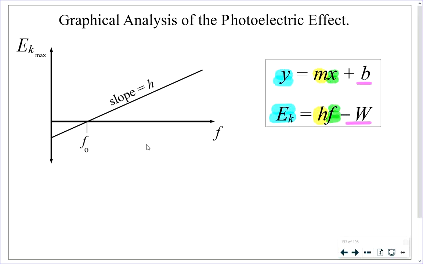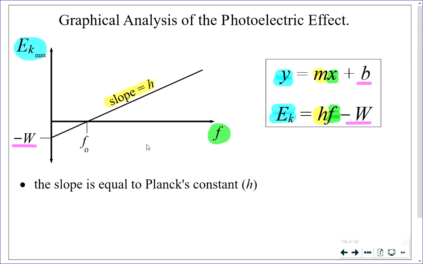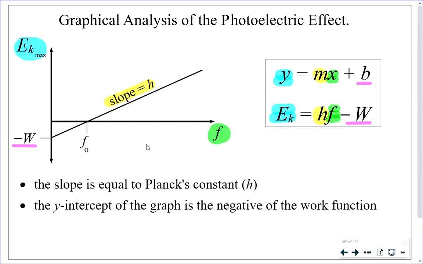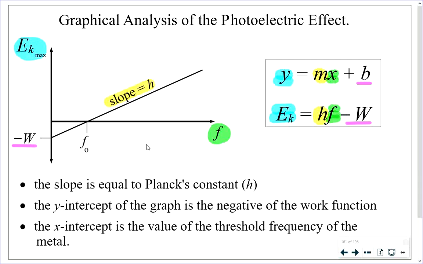In addition, you can see that the y-intercept is negative W, so that means that this y-intercept will be negative W. Y is the kinetic energy, x is the frequency, the slope is Planck's constant, and the y-intercept is the negative of the work function. f0, of course, is the threshold frequency. So the slope is Planck's constant, the y-intercept is the negative of the work function, and the x-intercept is the value of the threshold frequency of the metal.